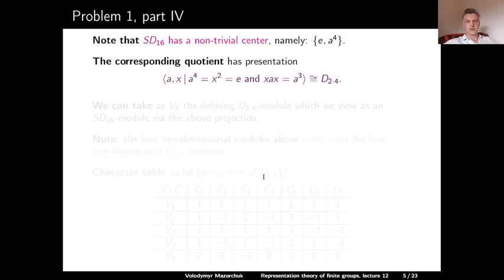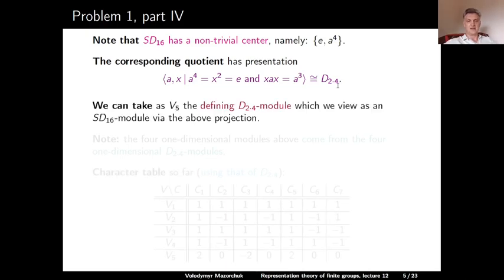So if we take the quotient by the center, we force a to the power 4 to be the identity. So we get the group with the presentation: generators a, x, and then a to the power 4 is equal to x squared is equal to the identity, and xax is equal to a to the power 3. And this is a classical presentation of the dihedral group D_{2×4}. So this means that D_{2×4} is a quotient of SD16. So in particular, any representation of D_{2×4} is a representation of SD16 via this quotient map.